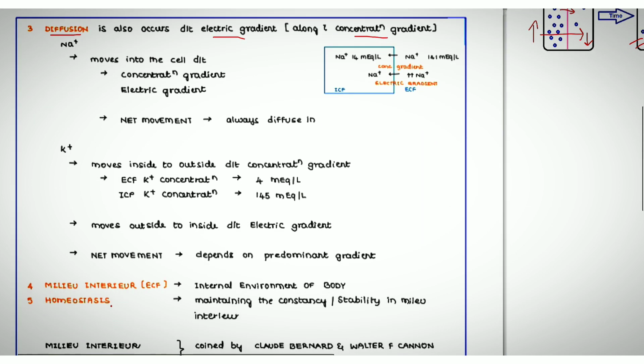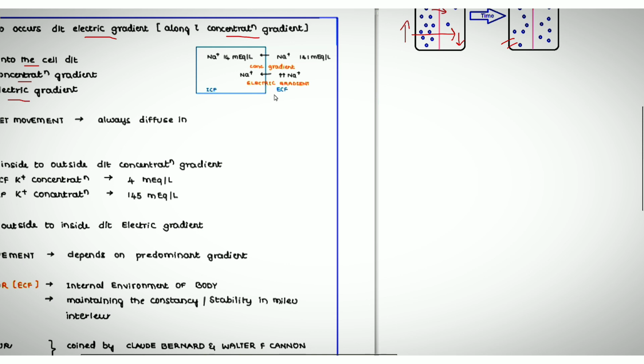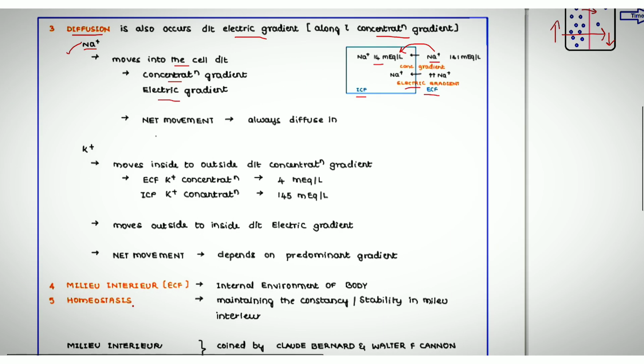So let us go with an example. The first ion we are talking about is the sodium ion. The sodium ions move into the cells due to the concentration gradient and the electric gradient. How does it occur? In ECF you have a higher concentration of sodium, that is 144, and in ICF the sodium concentration is 14. So due to this concentration gradient, sodium moves from ECF to ICF. Due to the electric gradient, sodium has a higher charge in ECF than in ICF, so sodium moves from ECF to ICF. So the net movement is always from outside to inside, that is, always diffusing in.